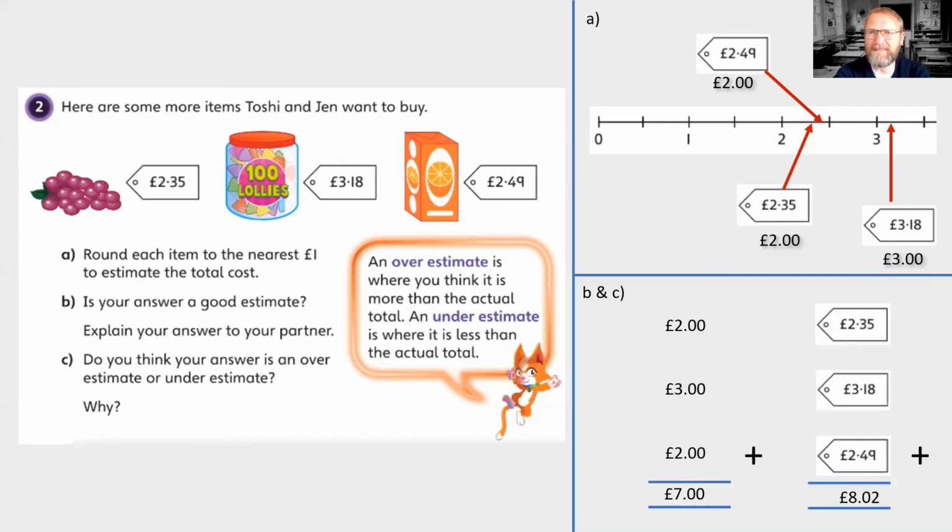And why do we think that happened? Well, actually, the reason was that we rounded each amount down. We rounded £2.35 down to £2. We rounded £3.18 down to £3, and we rounded £2.49 down to £2. So because we rounded every amount down, our estimated answer was an underestimate of the actual cost.